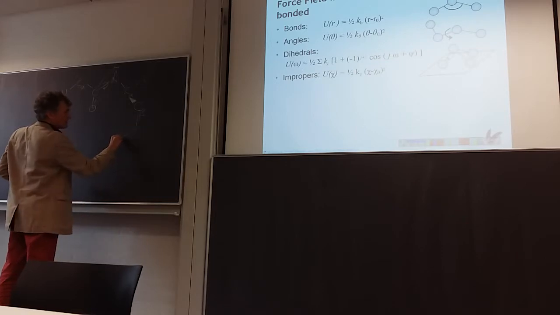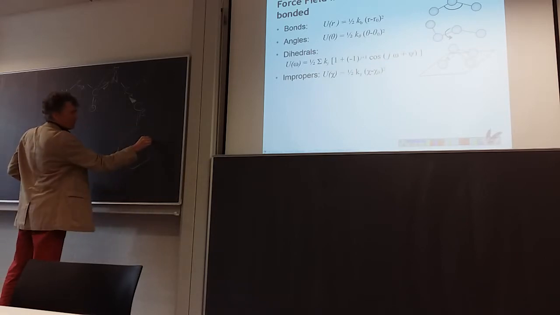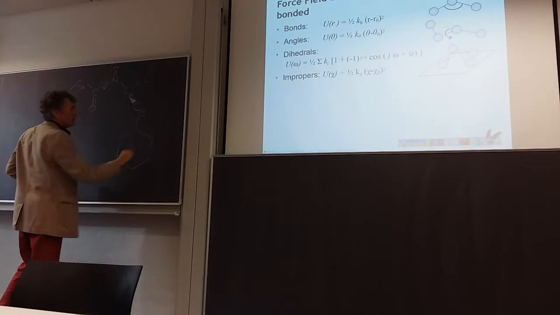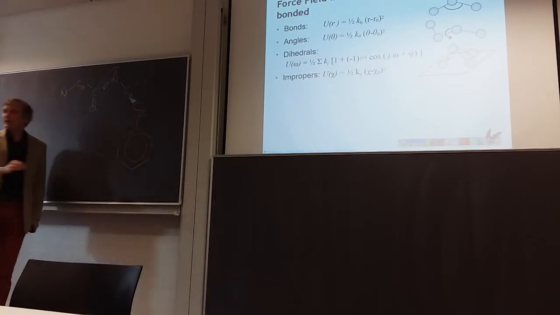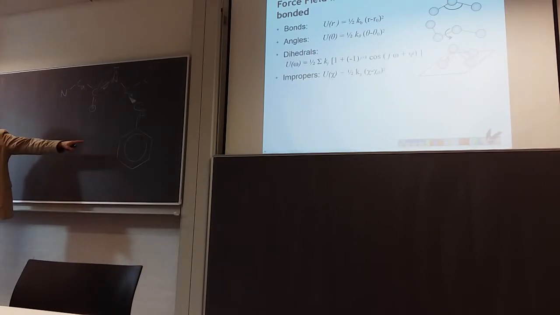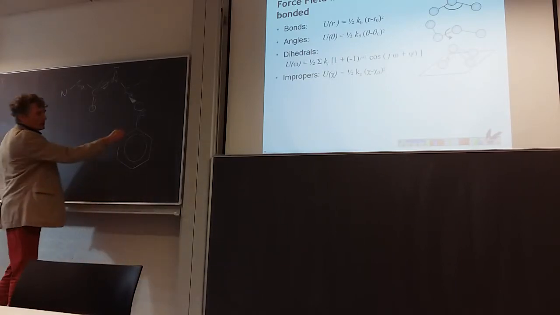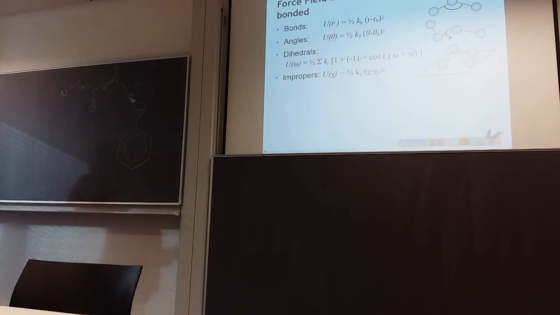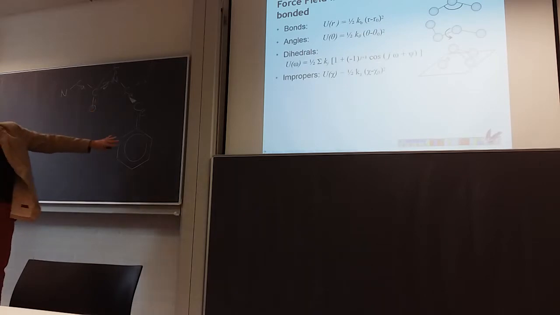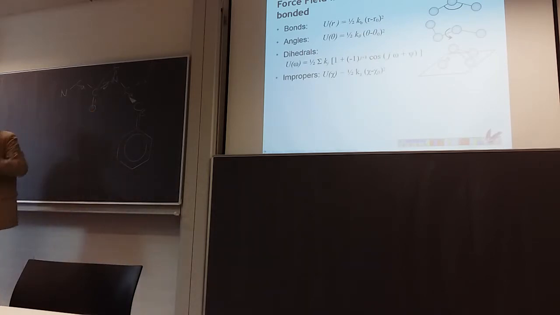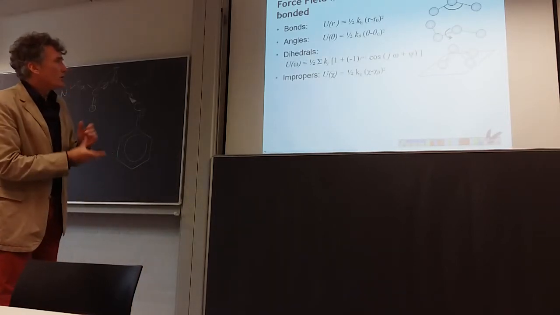Then there's another case where you have an aromatic side chain. Sorry, this is the hexane. Aromatic. This should be planar, right? So then you define a couple of dihedrals, improper dihedrals, with a harmonic potential to keep all these angles so that the aromatic side chain stays planar. This is more detail than you need to know, but now you know what this is.